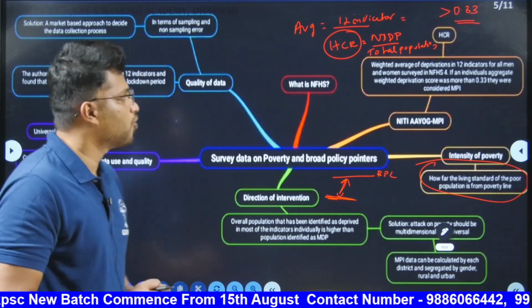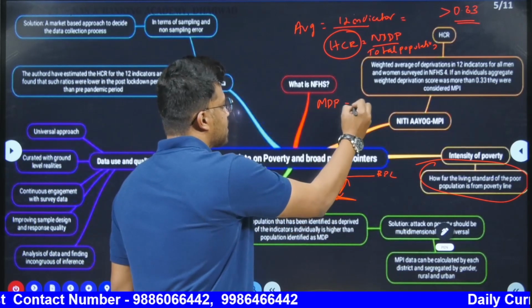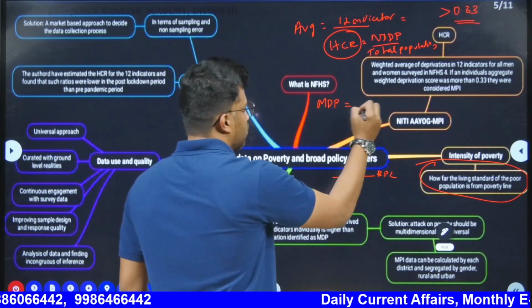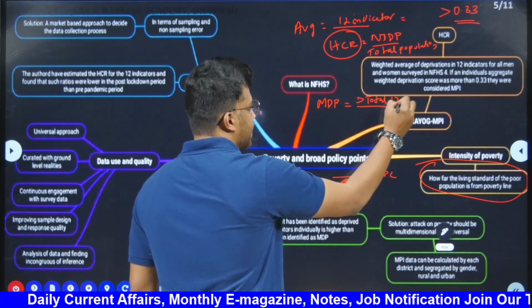multidimensionally poor. What the writer is trying to say here is that if a person is considered multidimensionally poor, note that it is the average of the total 12 indicators.